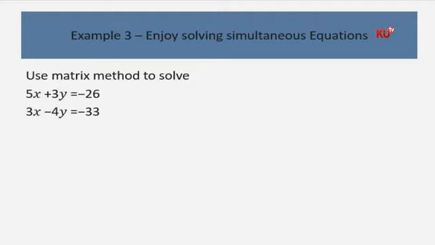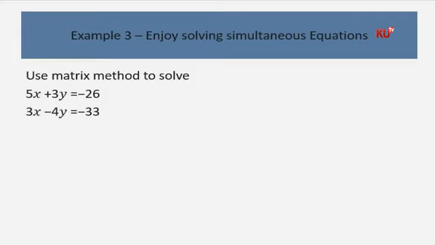To solve, we've been given from what is being projected. You can see we have 5x plus 3y should be equal to negative 26. Then 3x minus 4y should give you negative 33, learners.